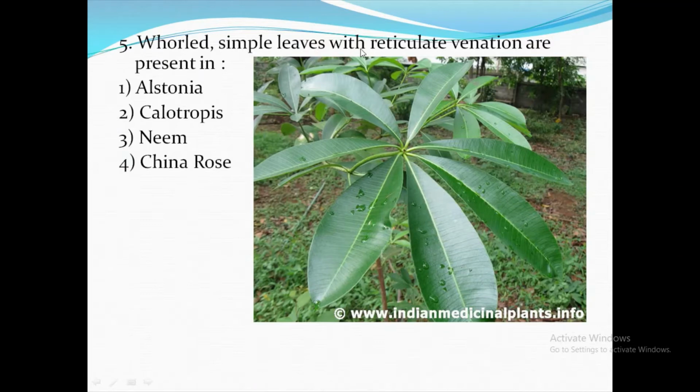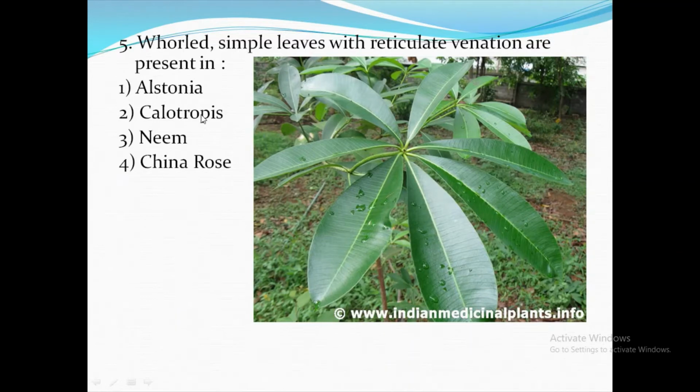Whorled simple leaves with reticulate venation are... Now whorled means that in whorled phyllotaxy, more than two leaves arise from a single node, and the leaves are simple with reticulate venation. Here it is a node from which you can see 1, 2, 3, 4, 5, 6, 7 leaves arising from a single node. So that is nothing but whorled. Here the answer is Alstonia.